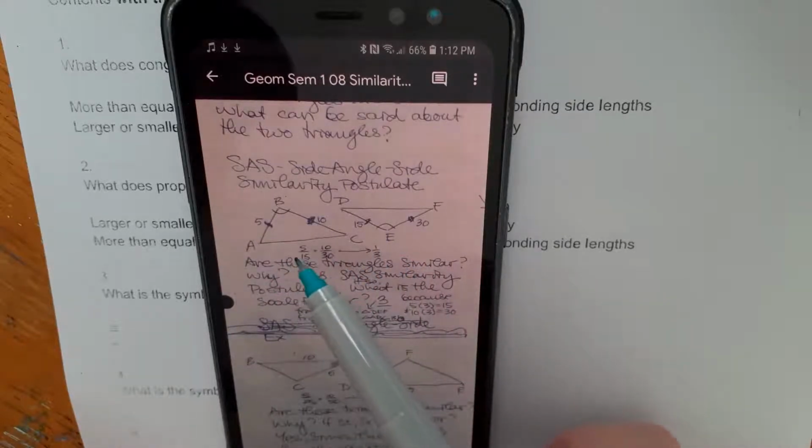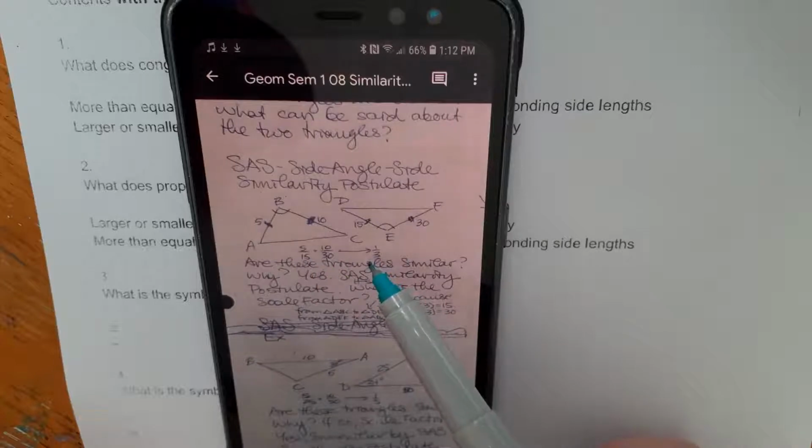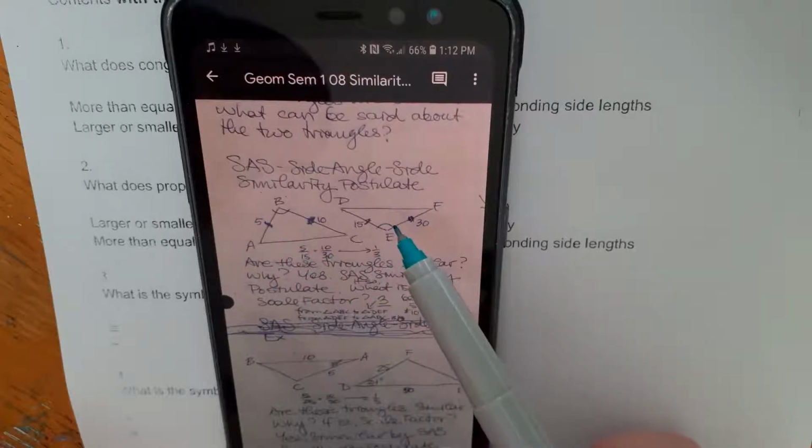And now we can set up a proportion. We can say 5 over 15, 10 over 30 is equal to this, and it's equal to 1/3, right? So if we're going from large to small, the scale factor is 1/3. If we're going from small to large, the scale factor is 3.